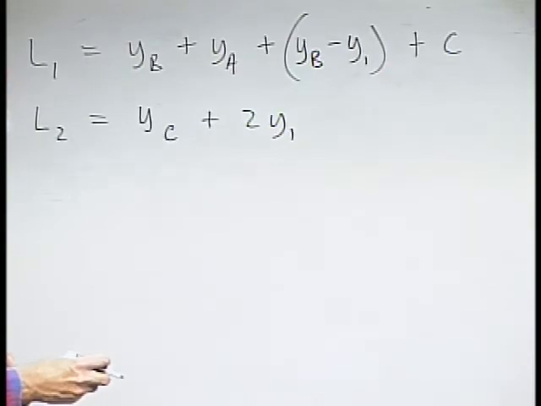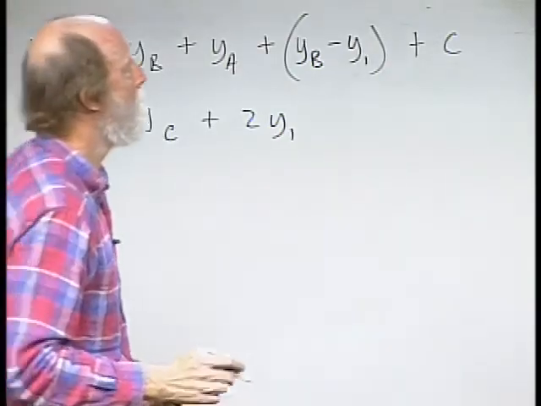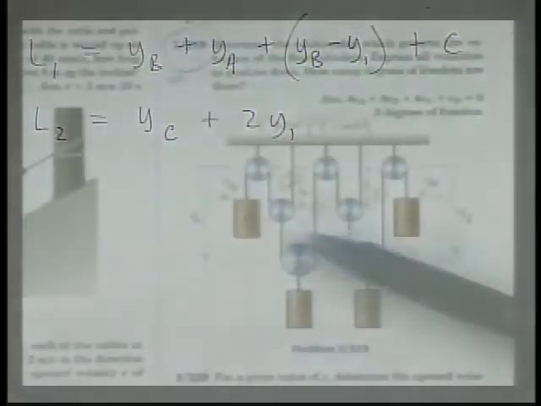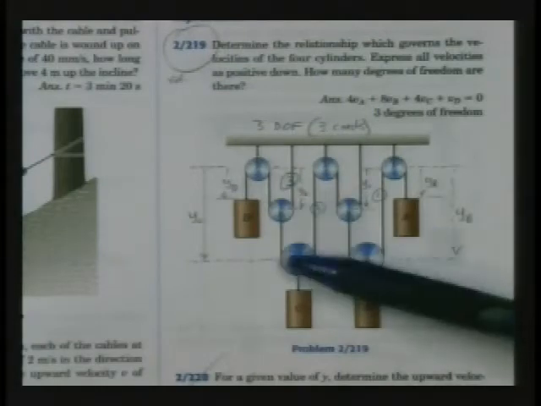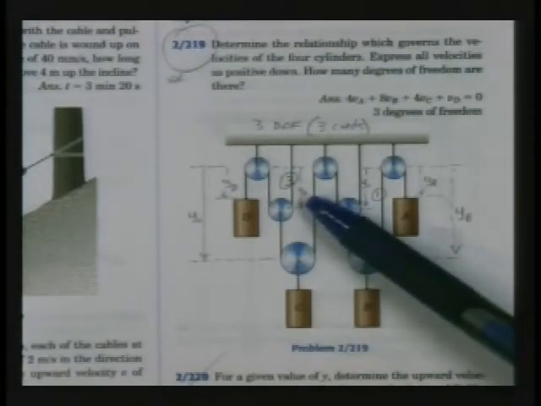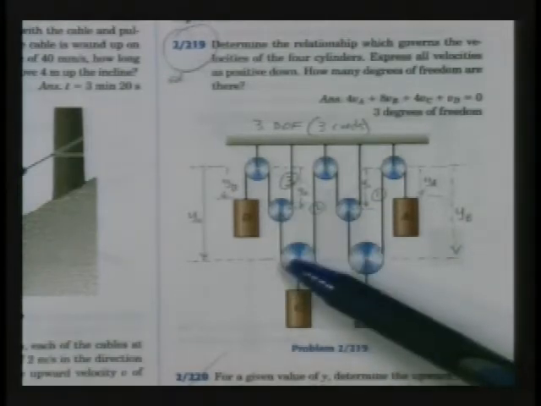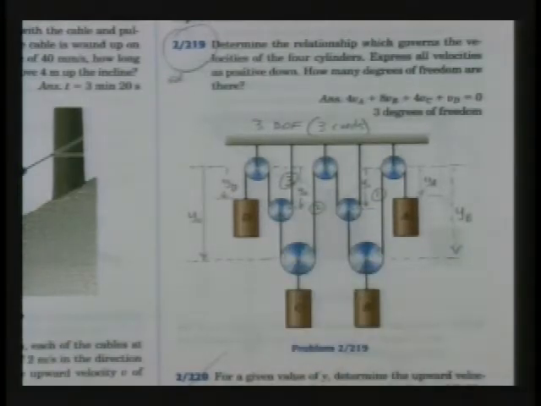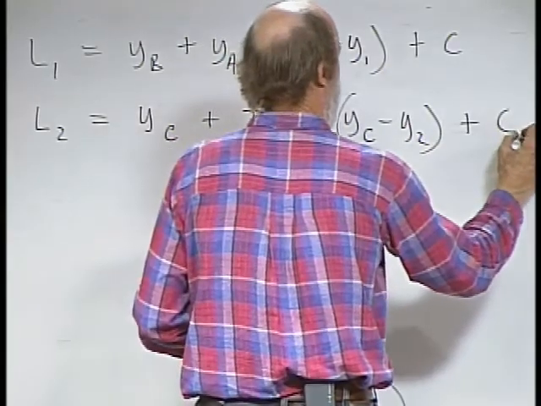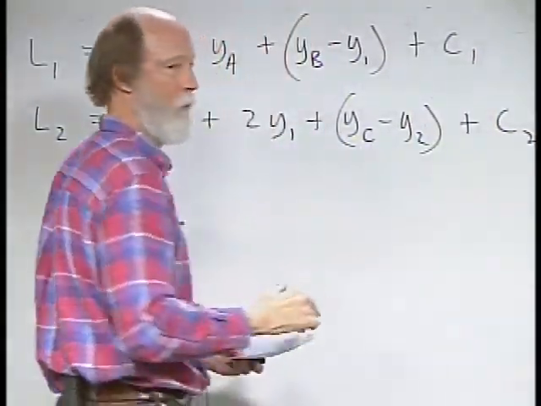That little portion between the pulley there on the left side of C. This piece right here, which looks to me like y sub c minus y sub 2, doesn't it? Right? Y sub c minus y sub 2. Plus some other constant. Let's label those C1 and C2.